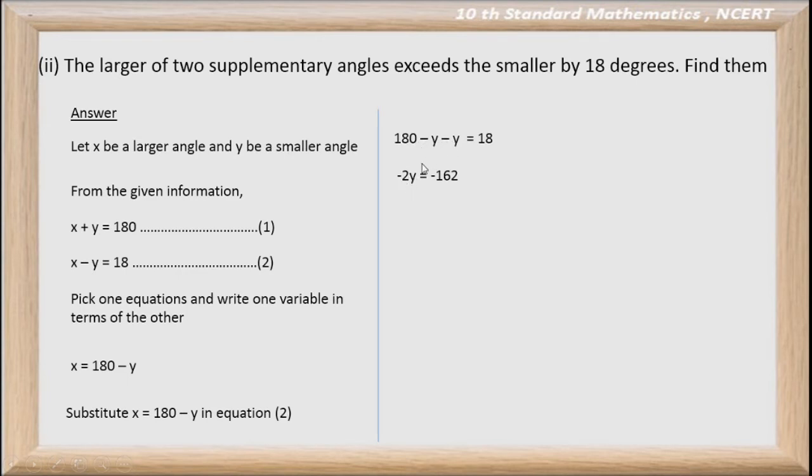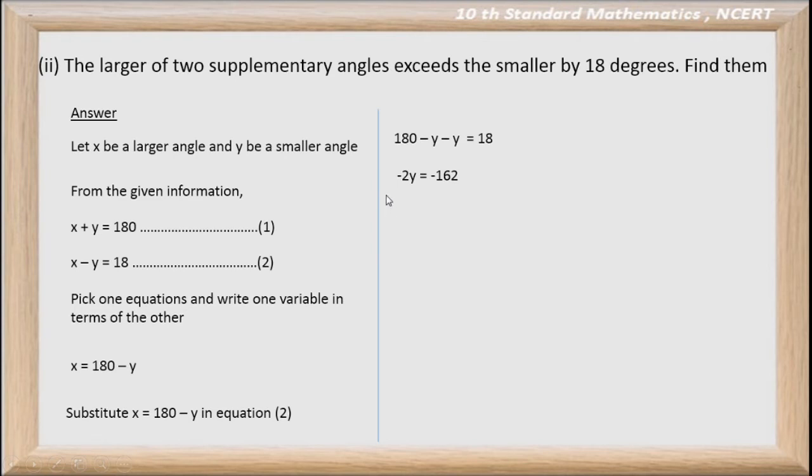Then we can add both, so 1 plus 1 is 2. So it is minus 2y equal to 18 minus 180. See here, 180 is positive; this is addition here, so when it goes to the other side it will become subtraction. So 18 minus 180 equal minus 162.